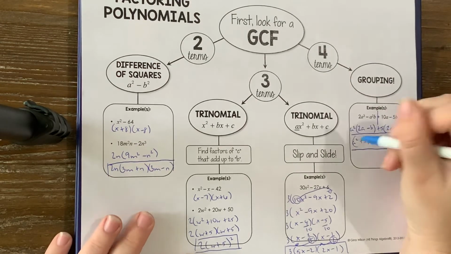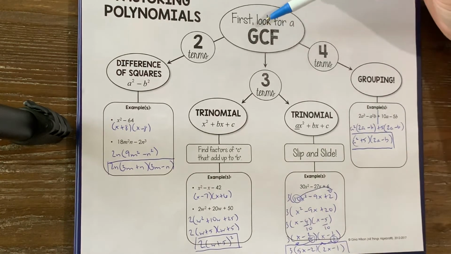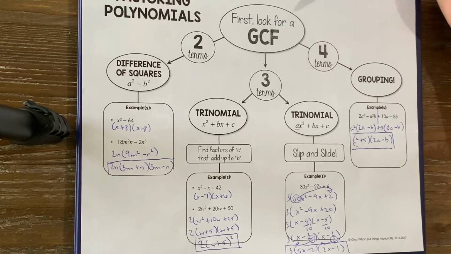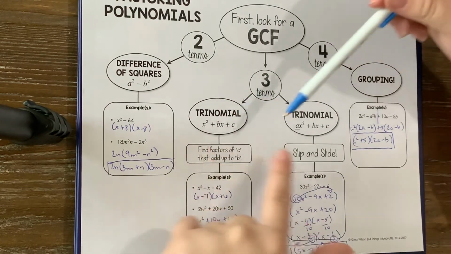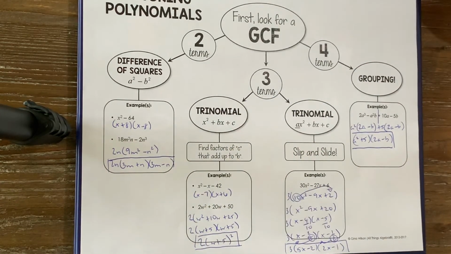Okay, so this sums up all the different factoring methods that we've talked about, and it's just a graphic organizer that puts it all on one page. Just remember the first step is always you check to see if you have a greatest common factor. Then if it's 2 terms, you do difference of squares if you can. If it's 3 terms, you got to figure out which method you want to use, basic factoring or slip and slide. And then if it's 4 terms, you have grouping.